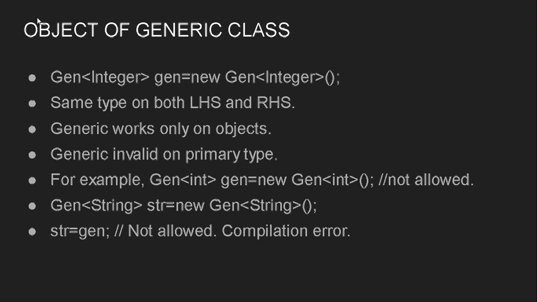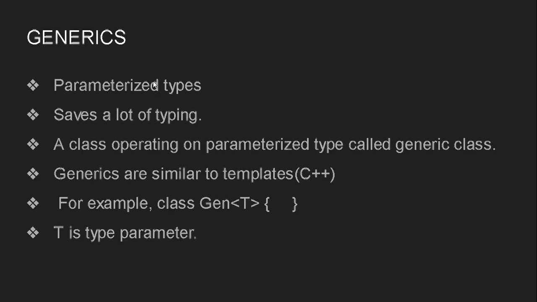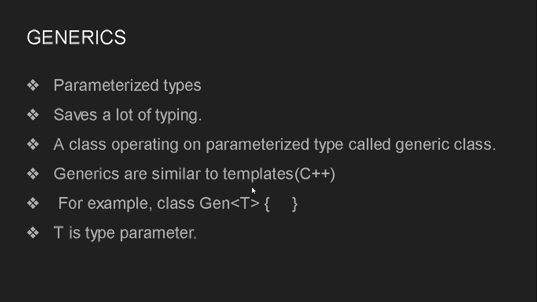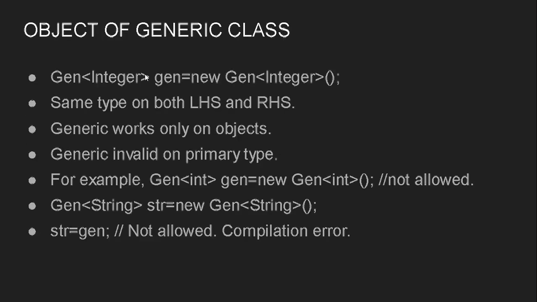Now in this slide, we are going to discuss how to create an object of the generic class. For example, here the class name is Gen, with the type parameter T. Instead of T, I am replacing T with Integer. Gen is the name of the class. Instead of T, I am writing Integer. I can write whatever I want here, because there is absolutely no upper bound or lower bound here. We'll be discussing the concept of upper bound and lower bound very soon. So you can write any class name here.